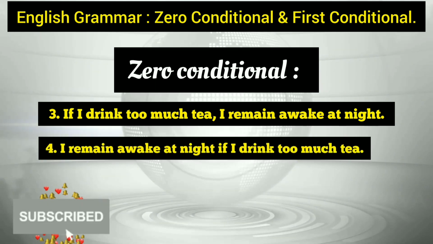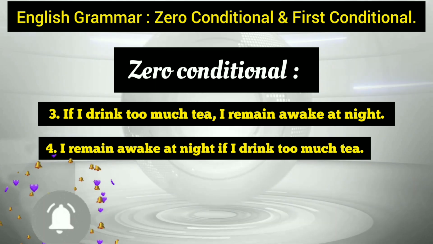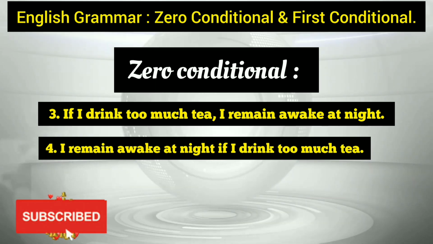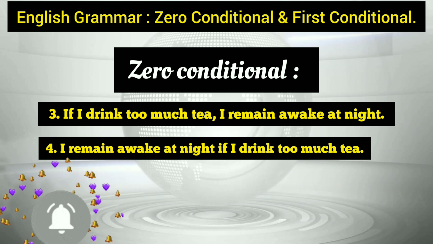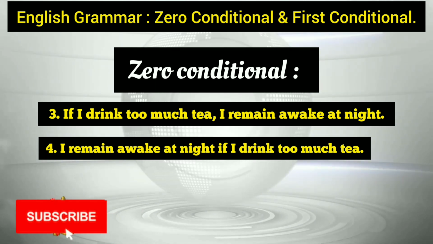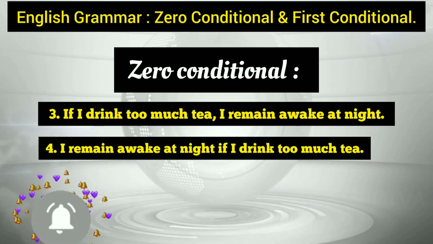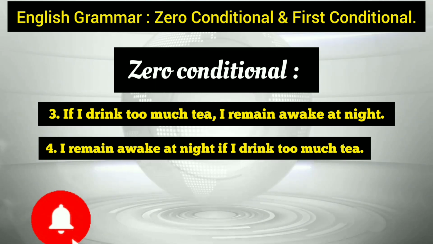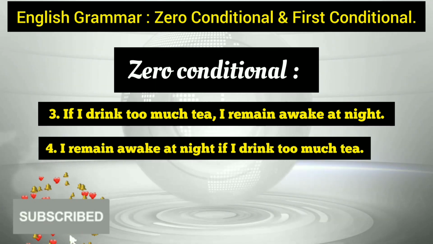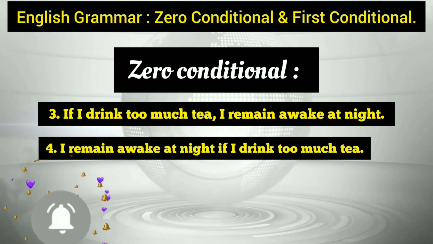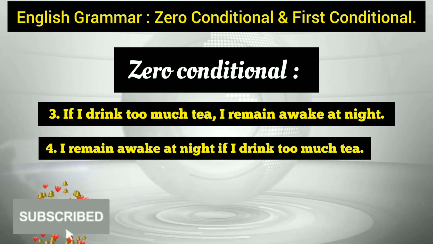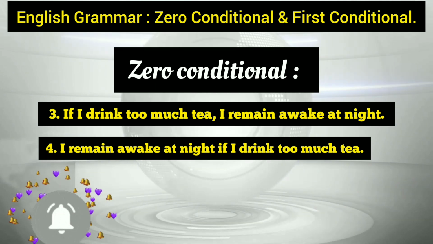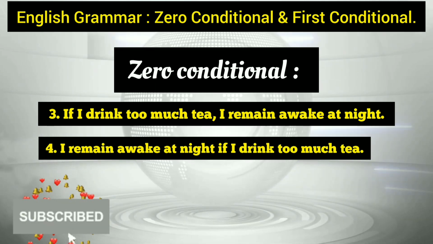We can also change the sentence. As you know, in the case of conditionals, we can also use the if clause in the second part of the sentence. I'm just interchanging the sentence, bringing the if clause at last. So as you see, I remain awake at night if I drink too much tea. The most important thing to note is that when the if clause comes first, I use a comma, and then the second clause, I remain awake at night. But when I'm using the if clause at last, in the later part of the sentence, then I don't have to use a comma. When I'm starting with the result clause, as you see, I remain awake at night if I drink too much tea.